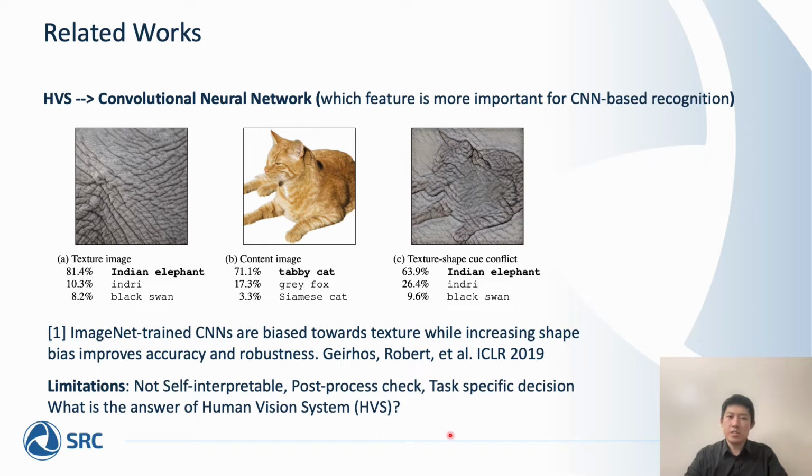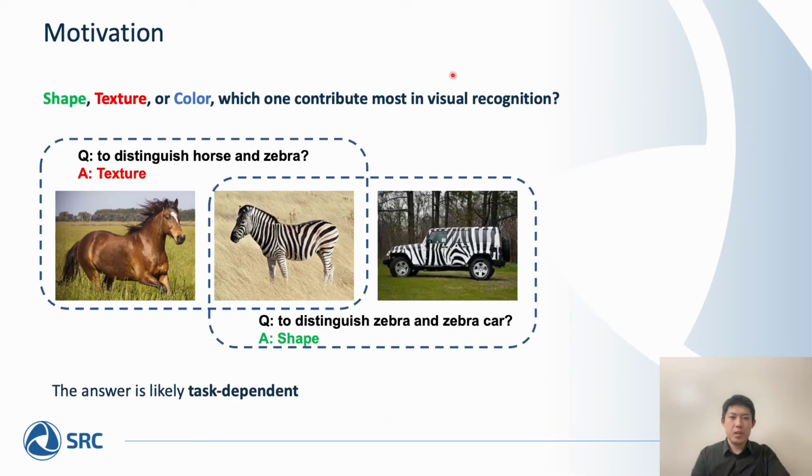what would be the choice of the human vision system instead of CNN? For humans, if we ask shape, texture, and color, which one contributes most when we distinguish horse and zebra, the answer may be texture. While to distinguish zebra and zebra car, the answer may be shape. So intuitively, the answer is task dependent.